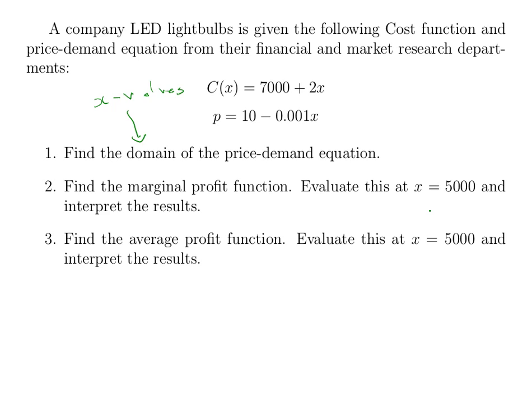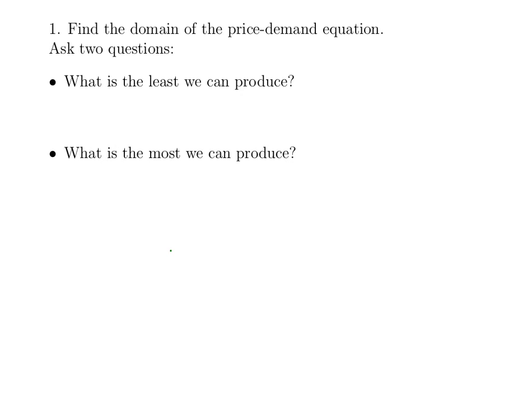Then we're going to find the marginal profit. To do that, we'll have to find the profit function because we're not given that. This lowercase p here is not profit. This is price. We'll have to find capital P. So we'll have to do that, and then we'll evaluate it at 5,000 and try and figure out what the heck that means. We'll do the same thing for the average profit function. So first things first, let's deal with this.